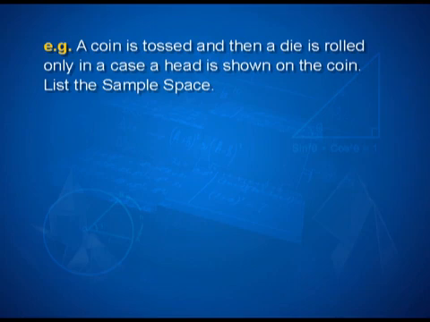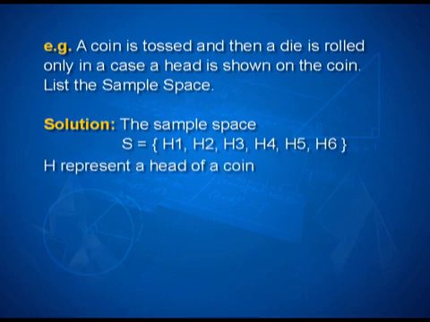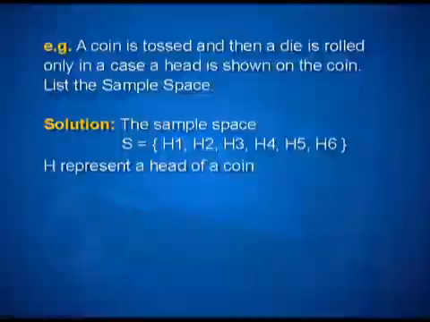Let us take up one more example. A coin is tossed and then a die is rolled only in case a head is shown on the coin. List the sample space. The sample space S will be {H1, H2, H3, H4, H5, H6}, where H represents a head of a coin.